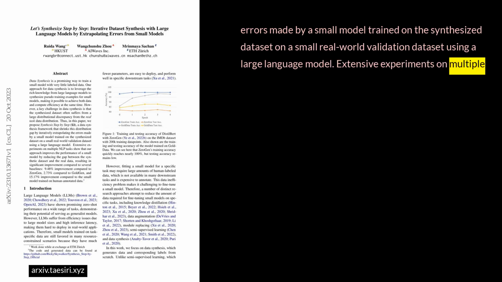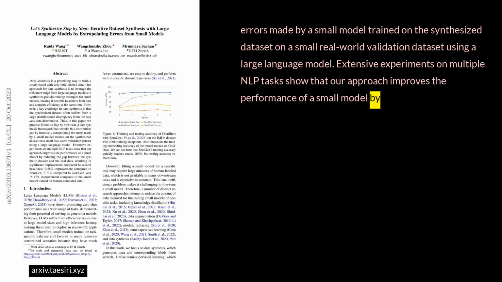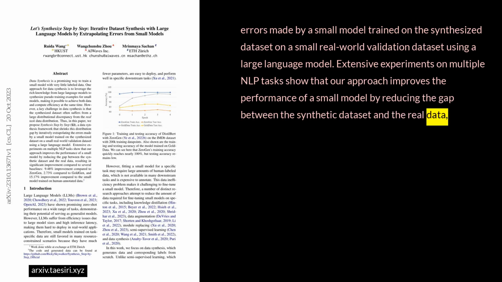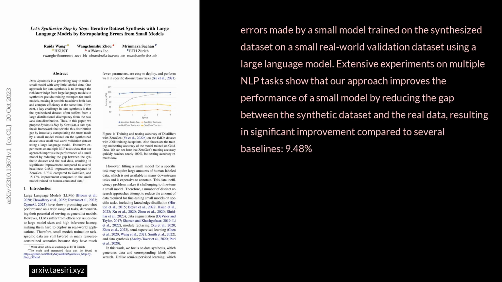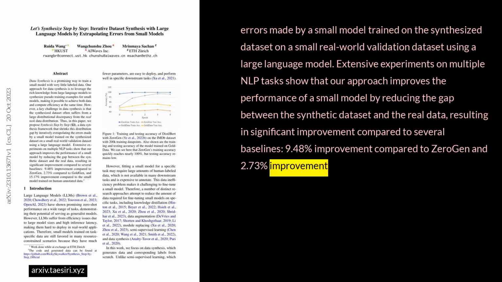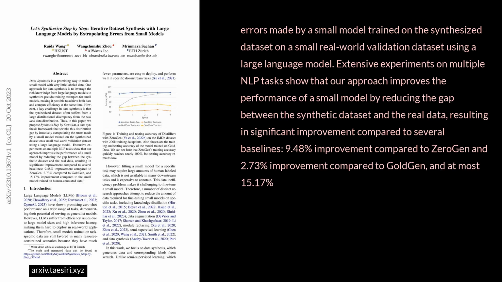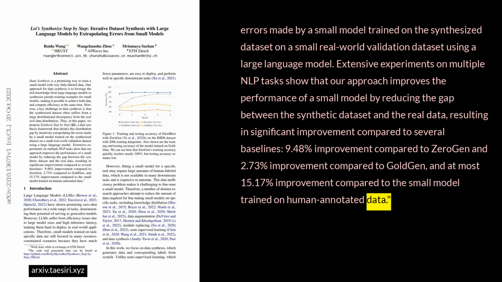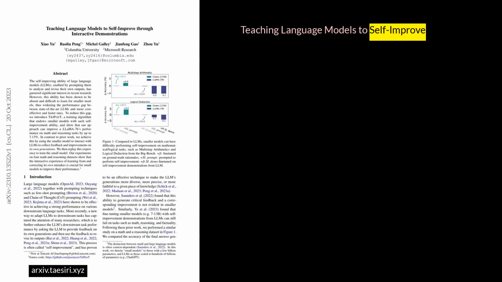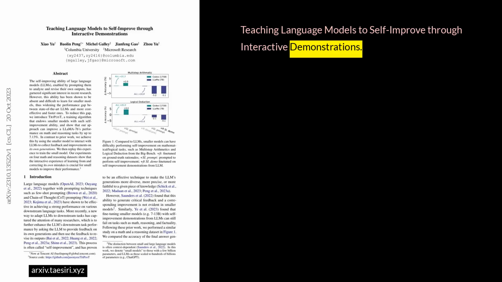Extensive experiments on multiple NLP tasks show that our approach improves the performance of a small model by reducing the gap between the synthetic dataset and the real data, resulting in significant improvement compared to several baselines: 9.48% improvement compared to ZeroGen and 2.73% improvement compared to GoldGen, and at most 15.17% improvement compared to the small model trained on human annotated data.